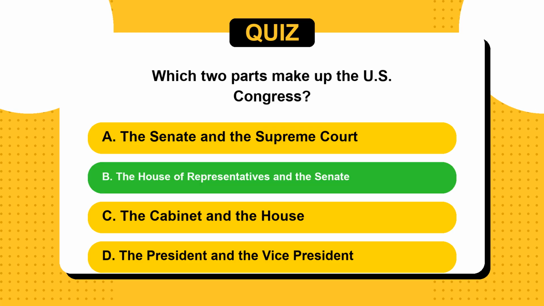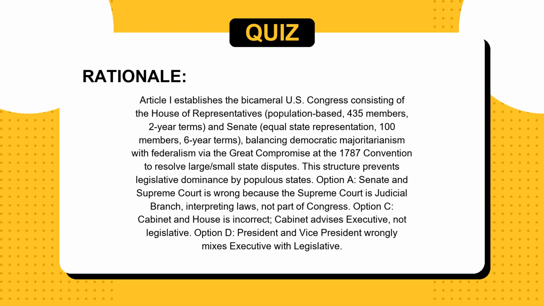The answer is B. Article 1 establishes the bicameral U.S. Congress consisting of the House of Representatives, population-based, 435 members, 2-year terms, and Senate, equal state representation, 100 members, 6-year terms, balancing democratic majoritarianism with federalism via the Great Compromise at the 1787 Convention to resolve large/small state disputes. This structure prevents legislative dominance by populous states.